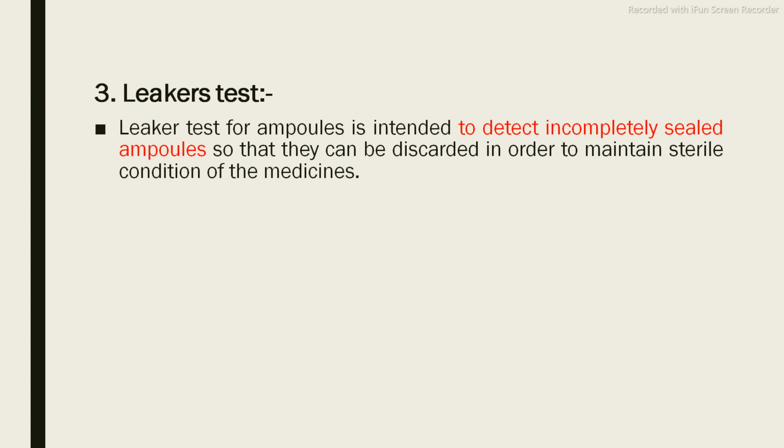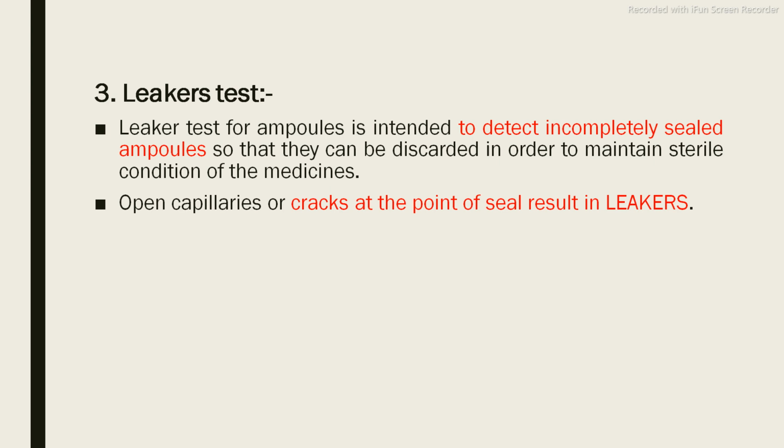And how to check the leakage? This leakers test is used to detect the incompletely sealed ampoules, so that they can be discarded in order to maintain the sterile condition. Once the leakage is detected, that ampoule will be directly discarded. Open capillaries or cracks at the point of seal result in the leakers. Whatever cracks are present in your ampoules, they will be responsible for the leakage.